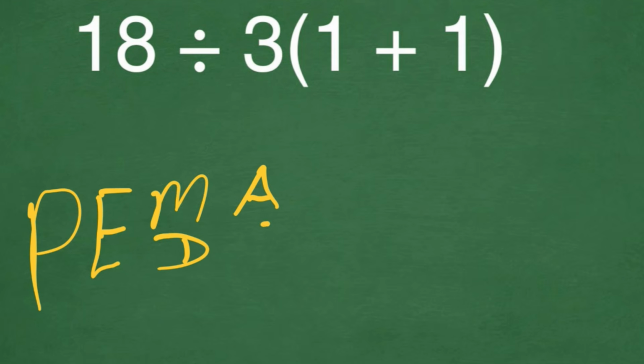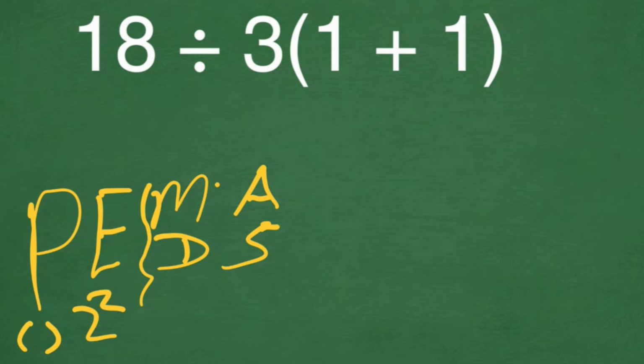so according to the PEMDAS rule, P stands for parentheses, E stands for exponent, M and D stand for multiplication or division, A and S stand for addition or subtraction. So according to this rule, the first thing we need to solve is parentheses, and then exponent, right? Exponents are numbers that are written on top of another number, and after we solve exponent, we have to solve multiplication or division, and then finally we have to solve addition or subtraction.